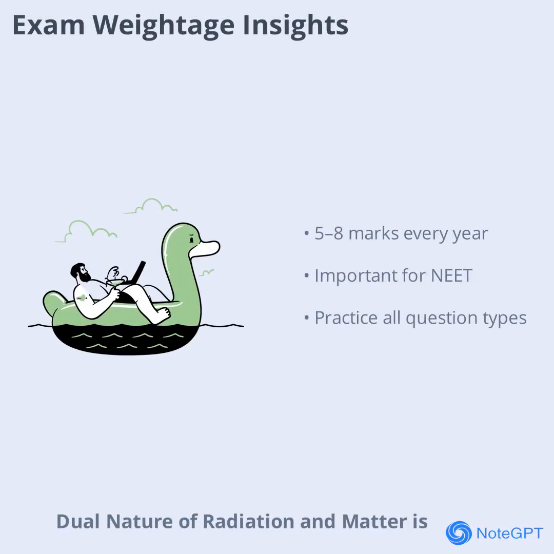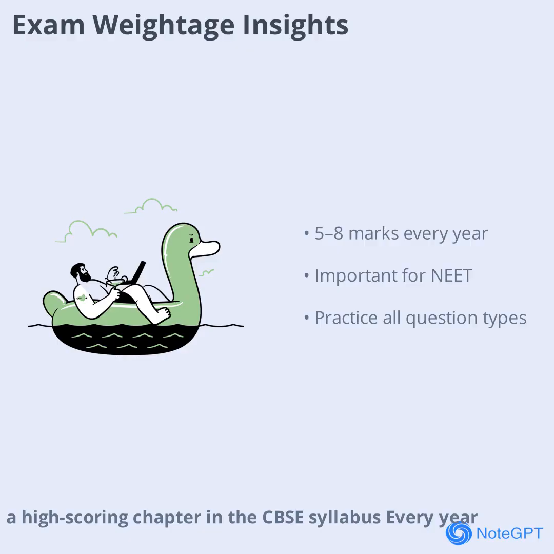Dual nature of radiation and matter is a high-scoring chapter in the CBSE syllabus. Every year, questions worth 5 to 8 marks are asked from this chapter. It's also crucial for building a strong foundation for competitive exams like NEET. Focusing on this chapter can significantly boost your overall score, so make sure to practice all types of questions, from definitions to numericals and conceptual explanations.